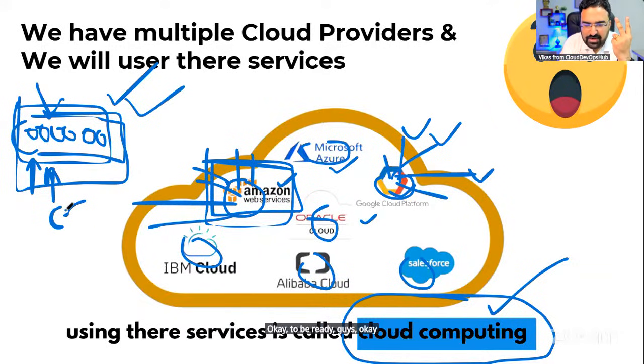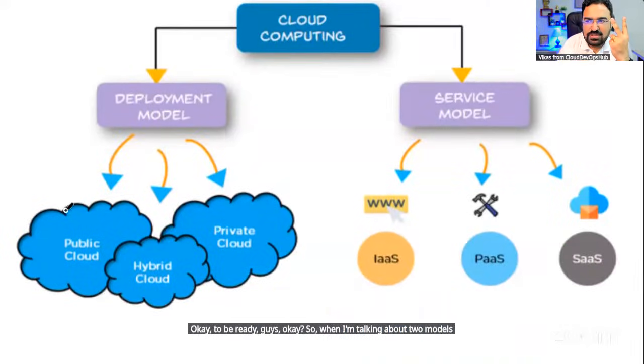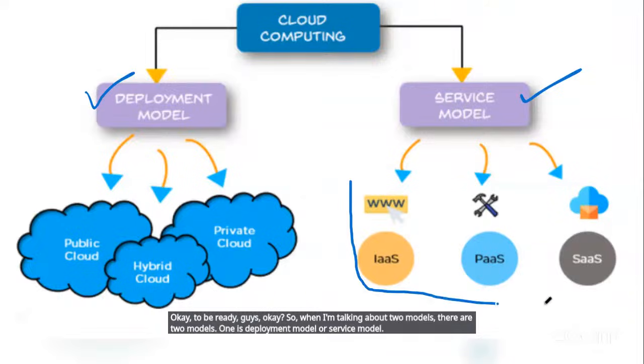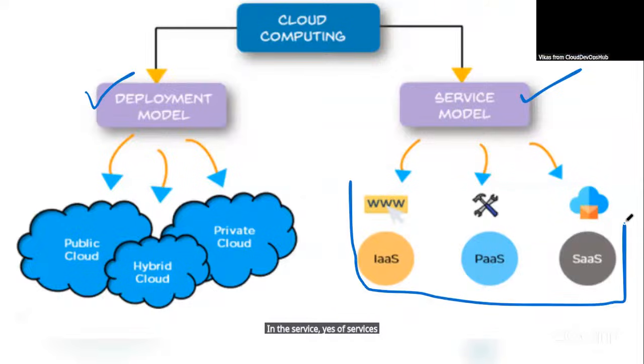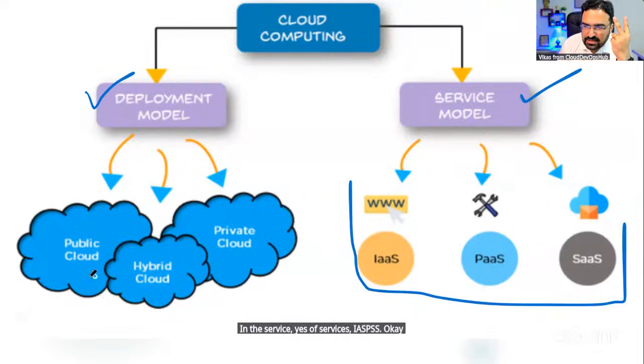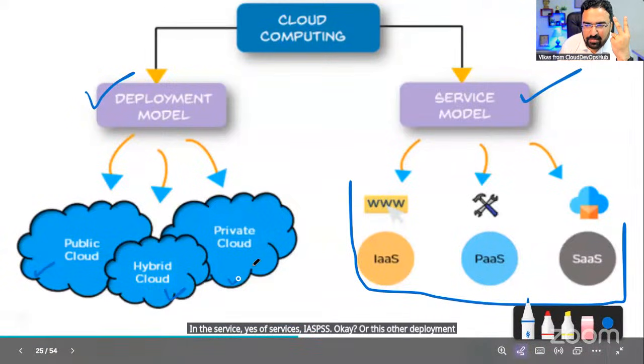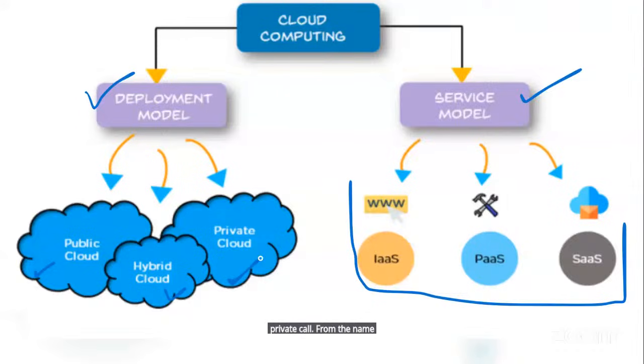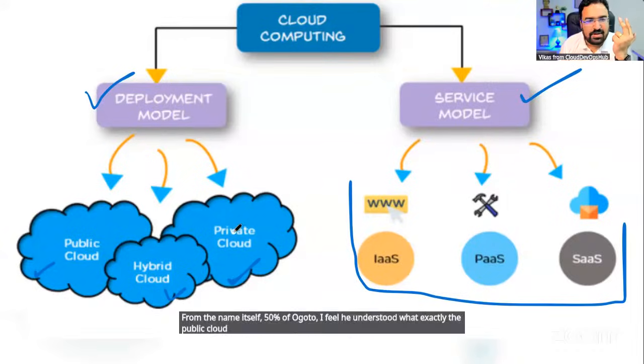So when I'm talking about two models, one is the deployment model and the other is the service model. In the service model, these are the services: IaaS, PaaS, SaaS. And these are the deployment models: public cloud, hybrid and private cloud. From the name itself, I feel 50% of people have understood what exactly the public cloud is, what exactly hybrid and private cloud are.